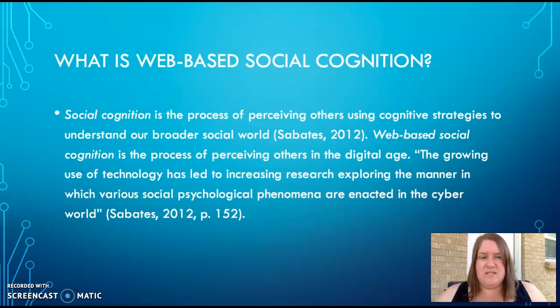What is web-based social cognition? Social cognition is the process of perceiving others using cognitive strategies to understand our broader social world. Web-based social cognition is the process of perceiving others in the digital age. The growing use of technology has led to increasing research exploring the manner in which various social psychological phenomena are enacted in the cyber world.